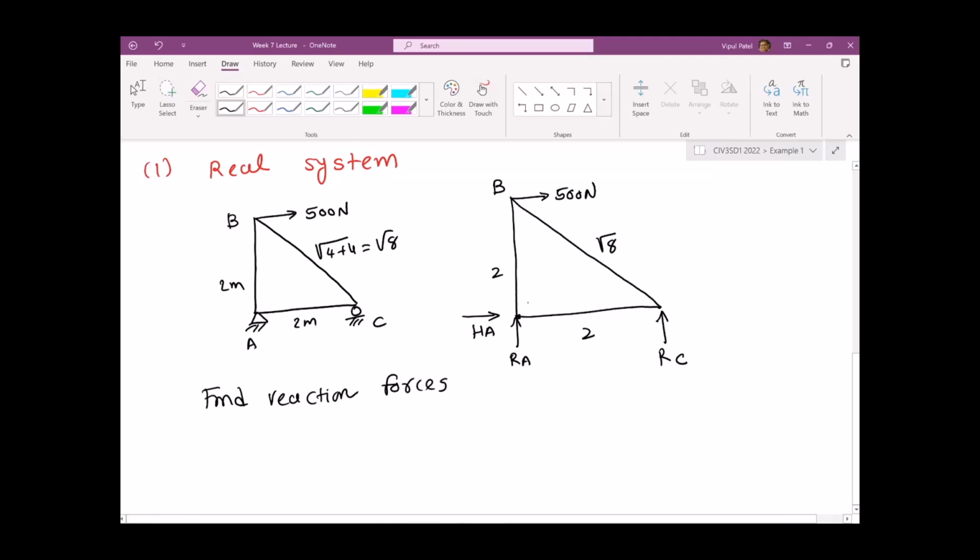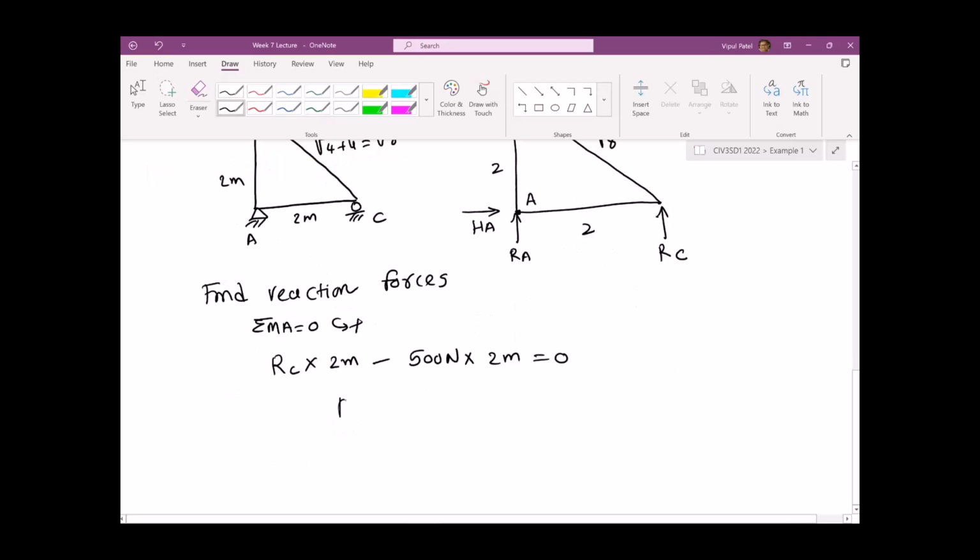So let's say this is A. Sum of the moment at A equal to 0, anti-clockwise is positive. So RC times 2 meters minus 500 newtons times 2 meters equal to 0. So RC equal to 1000 Newton meters over 2 meters is equal to 500 newtons, right? So that's the RC.